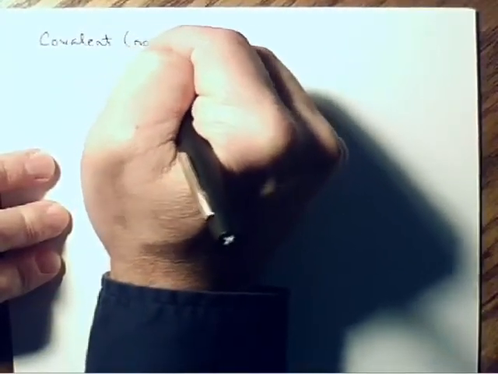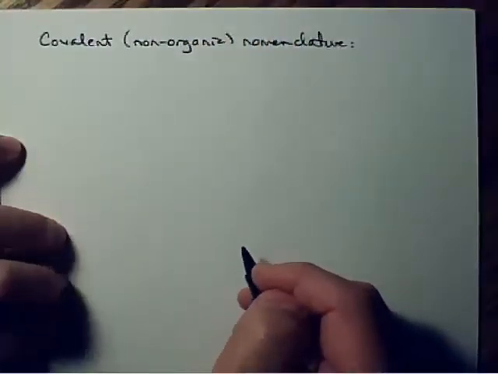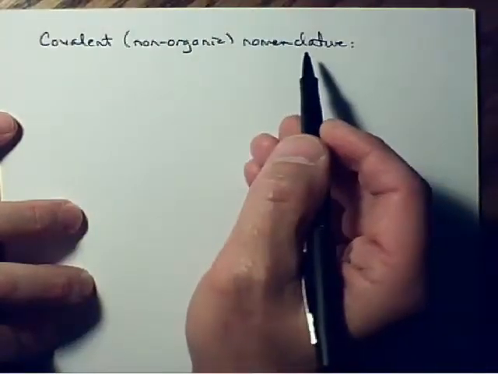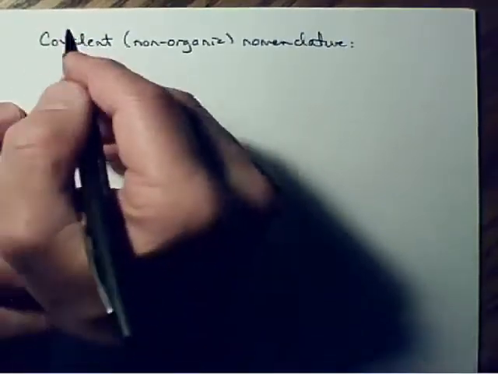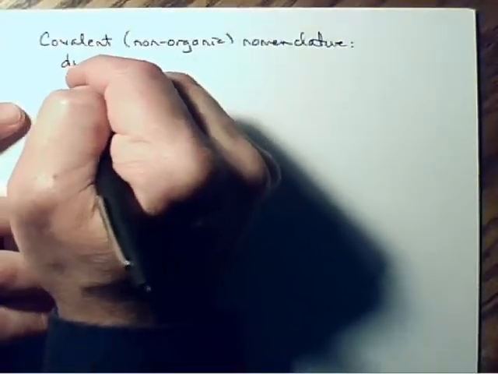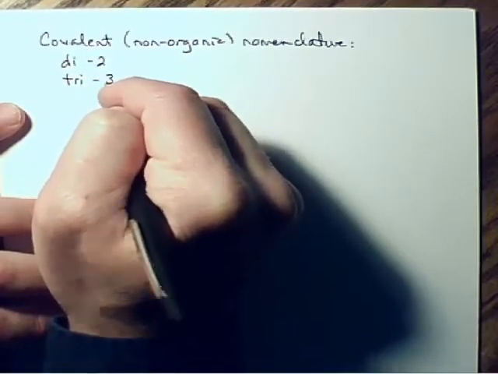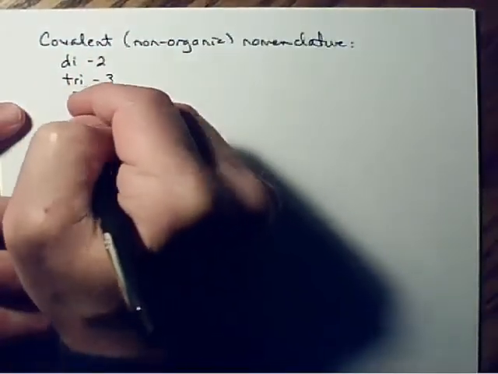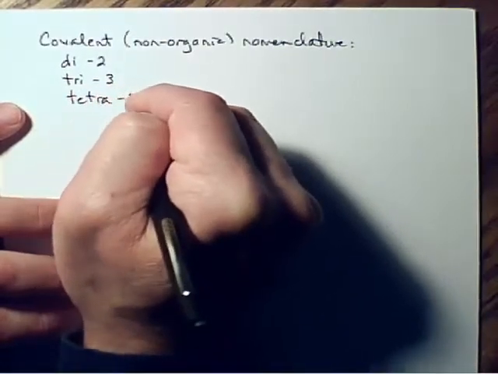So let's talk about the covalent nomenclature. And this is non-organic. For naming the covalent compounds that are not organic, you need to know some prefixes. Some of these I'm sure you're familiar with already. Di is 2. Tri is 3. Tricycle is a 3-wheeled vehicle. Tetra, 4.